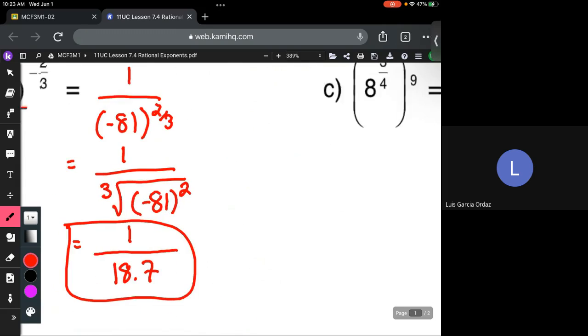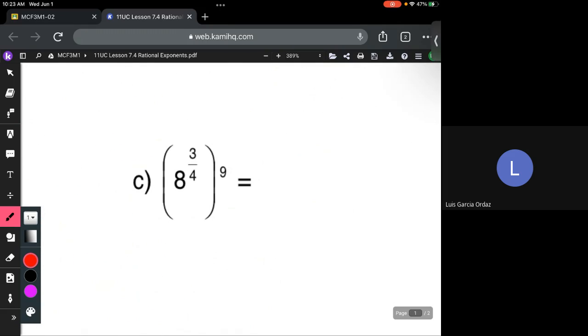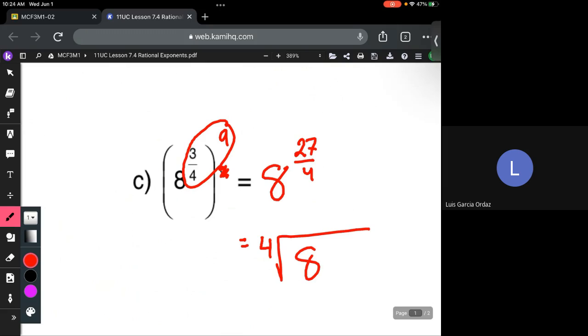Okay, so the next one we have is 8 to the power of 3 over 4, to the power of 9. So this 9 should be up here. So if we have a power to a power, what do we do with these exponents? Multiply. So what's 3 over 4 times 9? And how do I write that as a root? Yep. That's it.